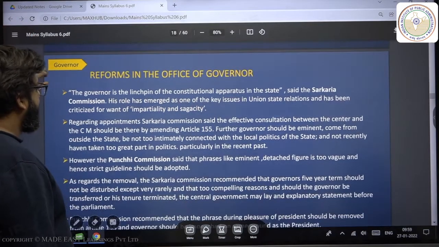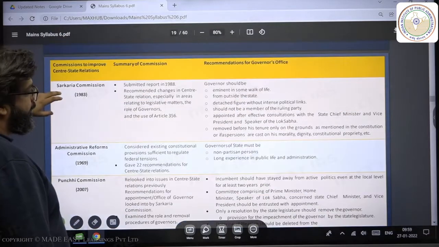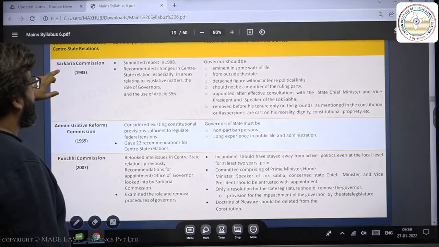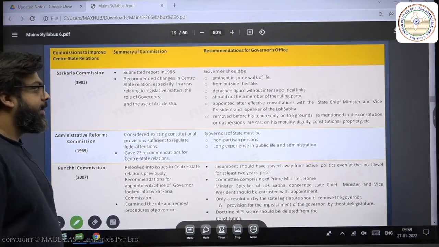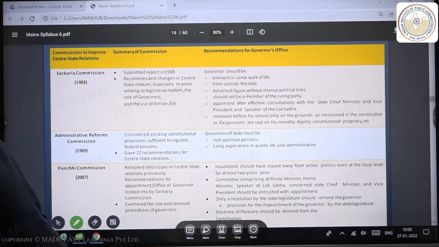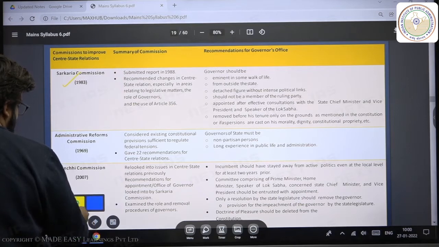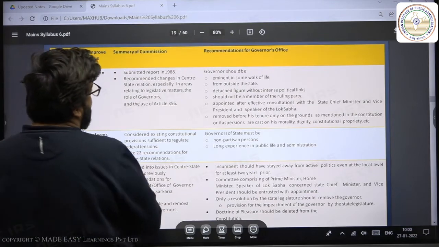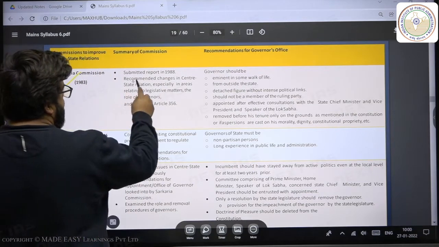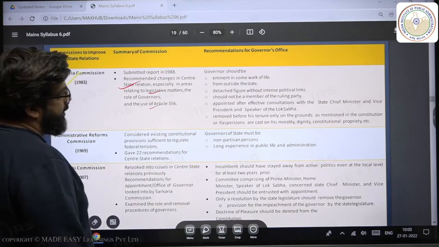Now, what are the broad reforms? What I've done is I've given you some points, and I've also given you a full table for governor reforms. Okay? You don't need anything else. So there's the Sarkaria Commission. Remember, I was talking to you about it yesterday. There was a prelims question also on the Sarkaria Commission. So 1983, submitted report in 1988, recommended changes to center, state, legislative matters, role of governors, and use of 356.